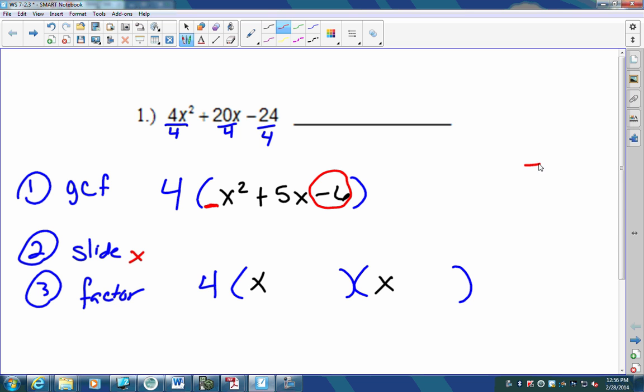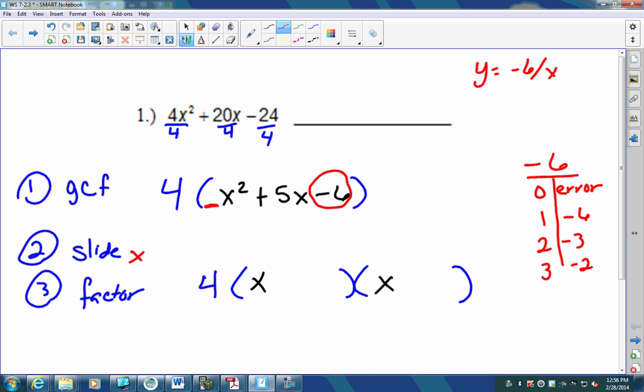I need the factors of negative 6. Now remember, you can go y equals negative 6 divided by x. Some of the numbers are going to get bigger in a little bit, so we will use the calculator. You put that in there, and then you get a list of your numbers. Remember, you're always going to get 0 and error because you can't divide by 0. So you just don't worry about 0. But you've got 1, and your calculator is going to tell you negative 6, 2 and negative 3, 3 and negative 2. And you're like, how are you coming up with that?